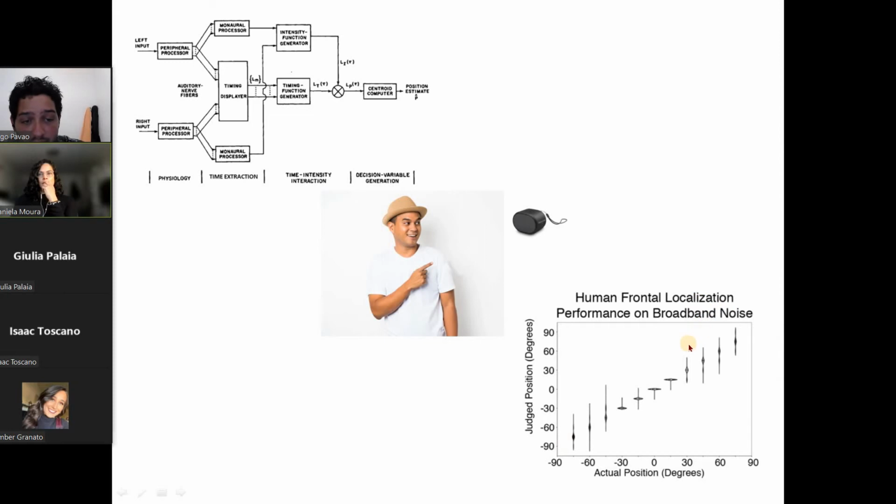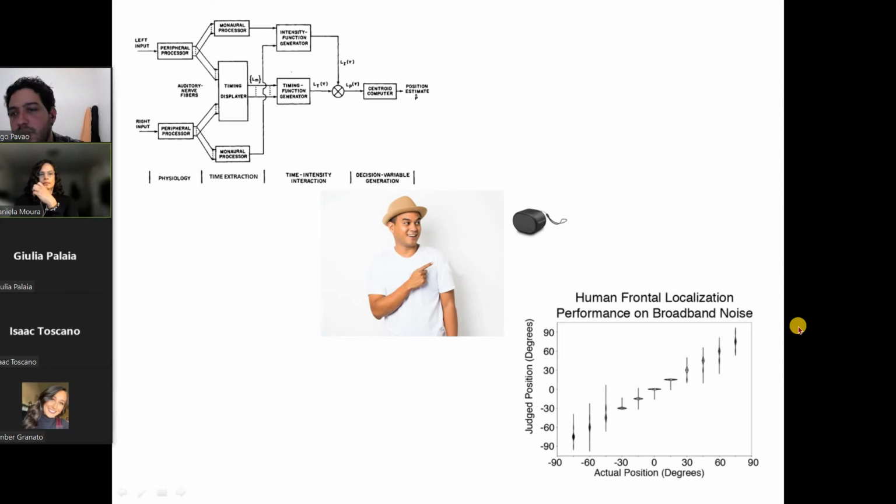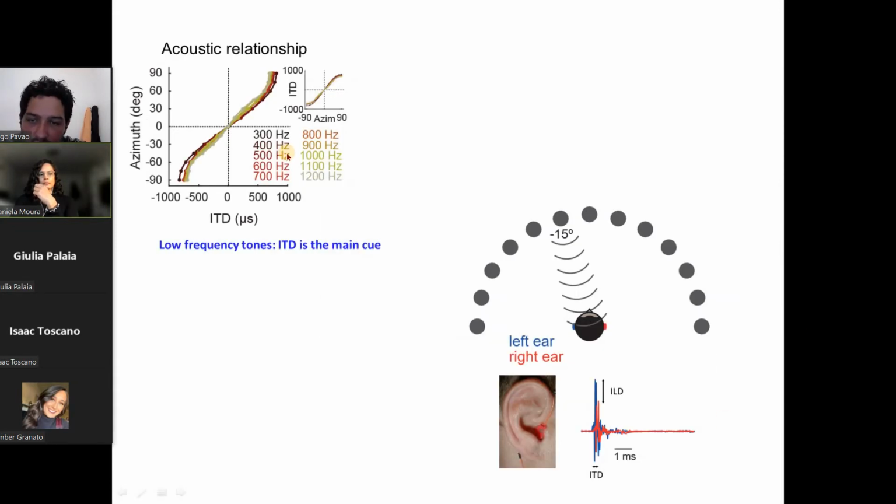Okay, but this is broadband noise, right? But our cochlea is filtering the sounds into narrow frequency bands. We've seen the mean ITD across azimuths has that sigmoid-like shape. If you invert the X with the Y, so instead of putting azimuth on the X you put azimuth on the Y, the idea is that the stimulus is an ITD and you have to judge which azimuth that is. That's why I changed the axis.